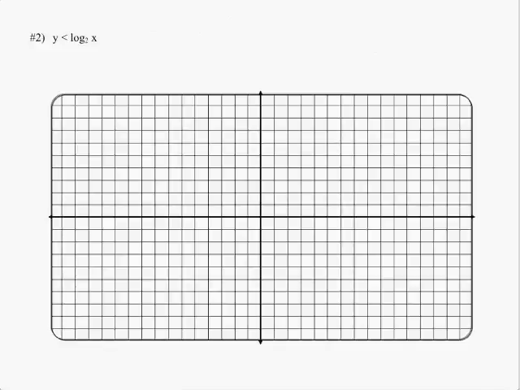Number 2. This has a base of 2, whereas the last one had a base of 3. Just to give you perspective again, you don't need to write this down. If this is what a base of 3 looked like, a base of 2 is not going to go to the right quite as fast. It's going to be a little bit slower.